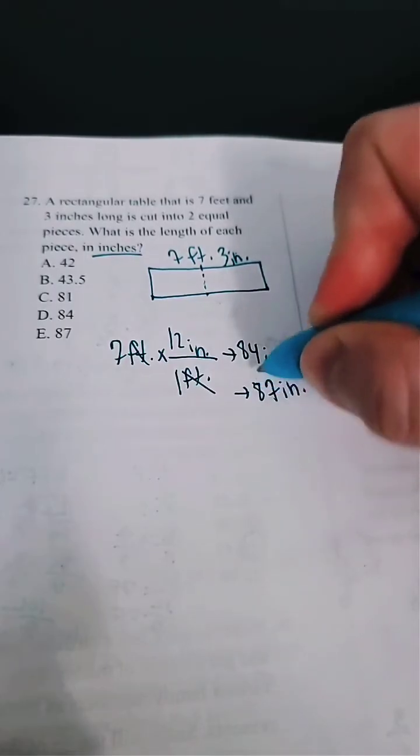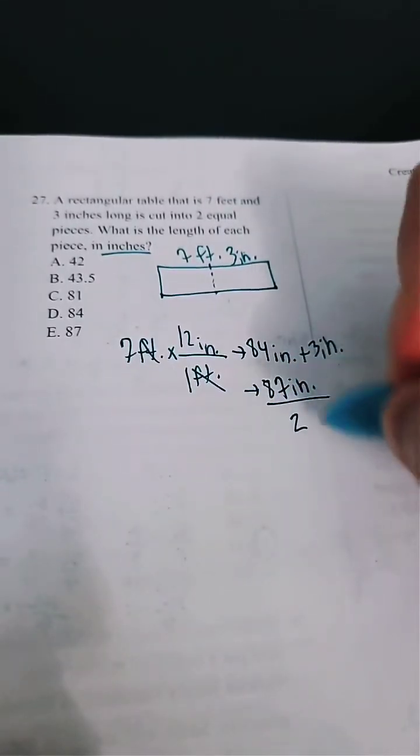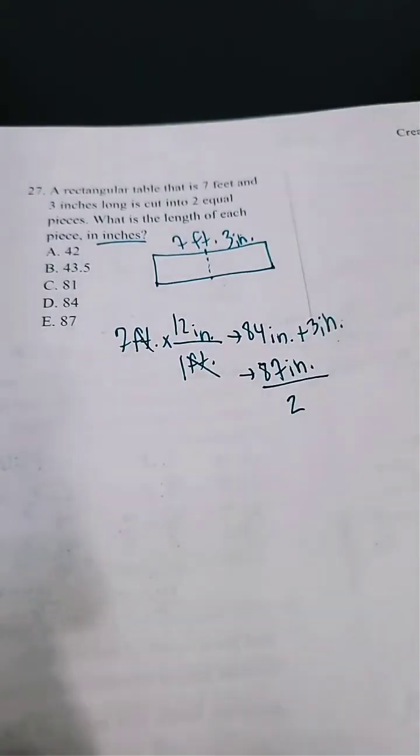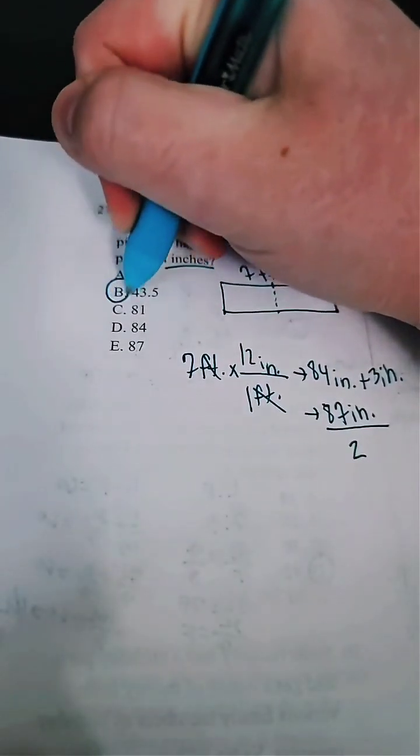But remember, that was the whole table before they cut it. They're going to cut it into 2 equal pieces, so we divide by 2 to find the length of each piece. 87 divided by 2 is 43.5. So that's B right there.